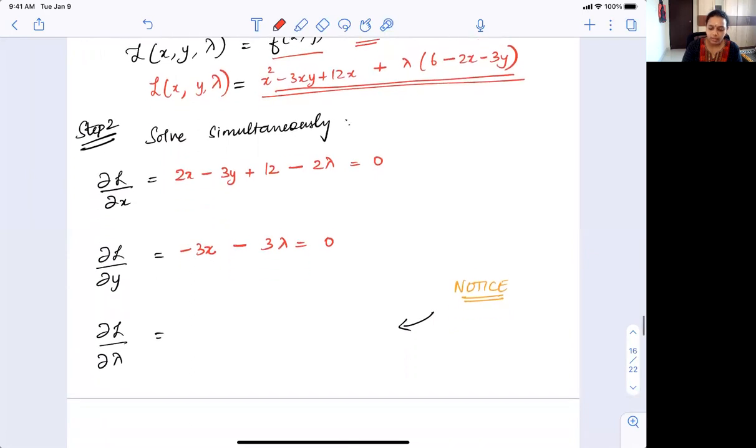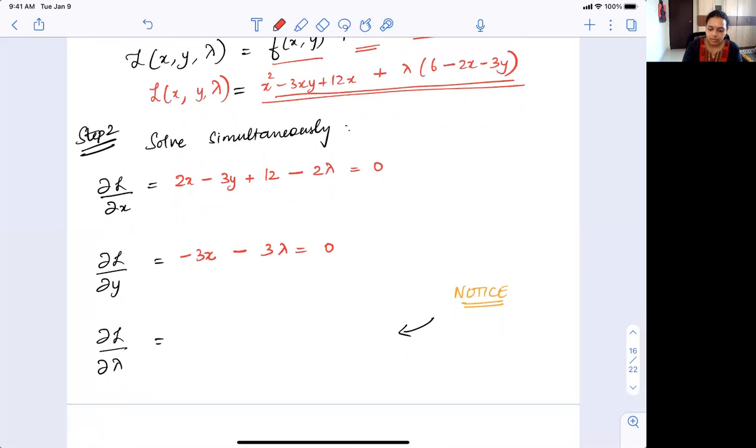Then the final one, ∂L/∂λ, which is the variable you're interested in. Treat x and y as constants, and take the derivative with respect to λ. To make it easier, if you expand this term, you're going to get 6λ minus 2xλ minus 3yλ. So when you take the partial derivative of L with respect to λ, these are the terms you're focusing on.